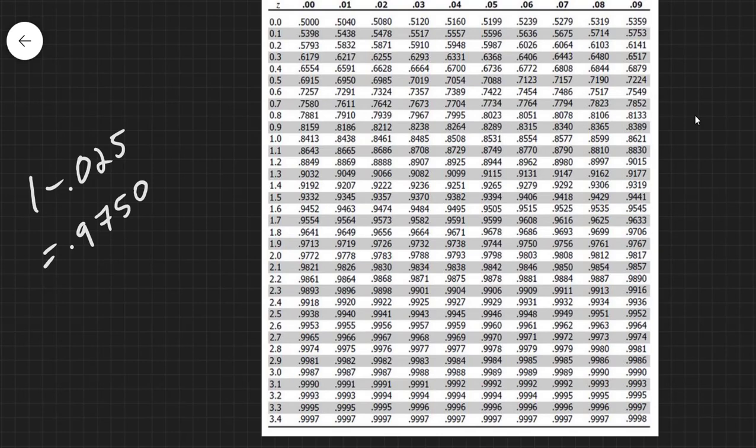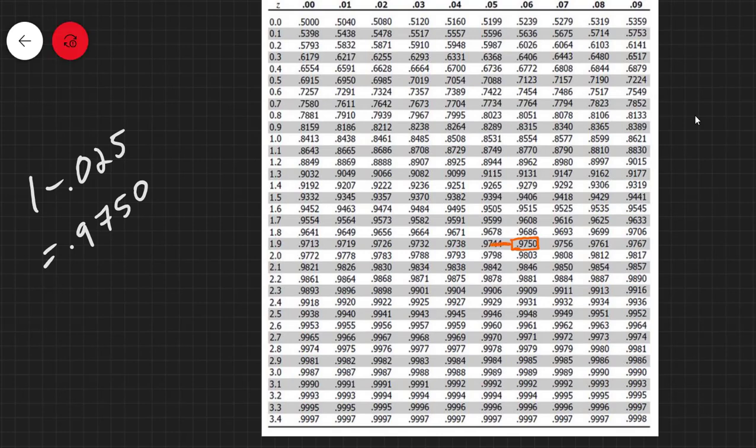I like to just pick one column and walk down. This is as good as any. 0.90, 0.91, 0.93, 0.94, 0.95, 0.96, 0.97. Okay, I'm close. 0.977. So I'm somewhere between here and here, and then I walk over, there's 0.9750. Sometimes you have to do whatever you think is the closest approximation, and that's okay.